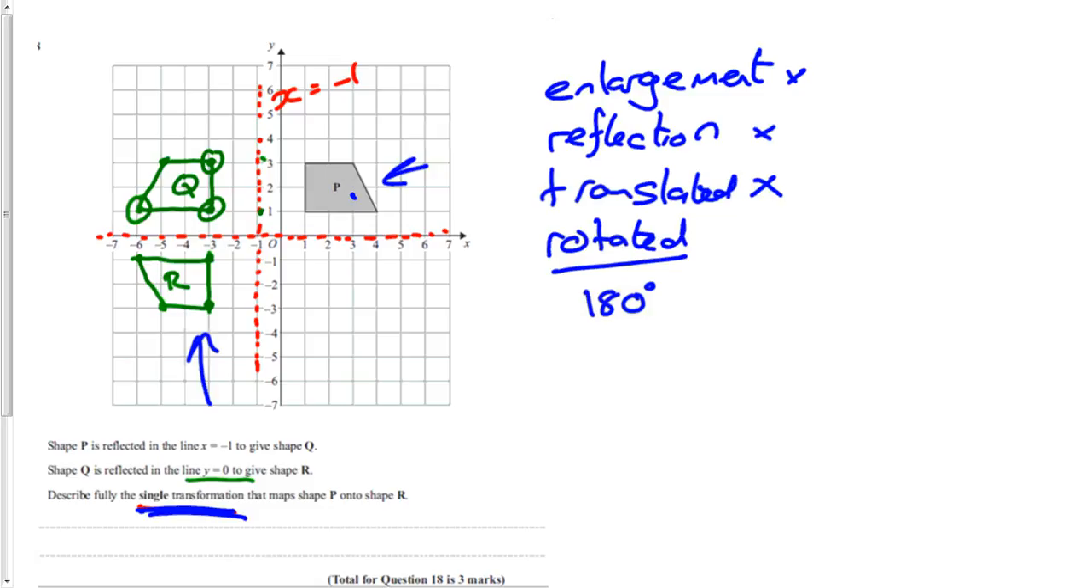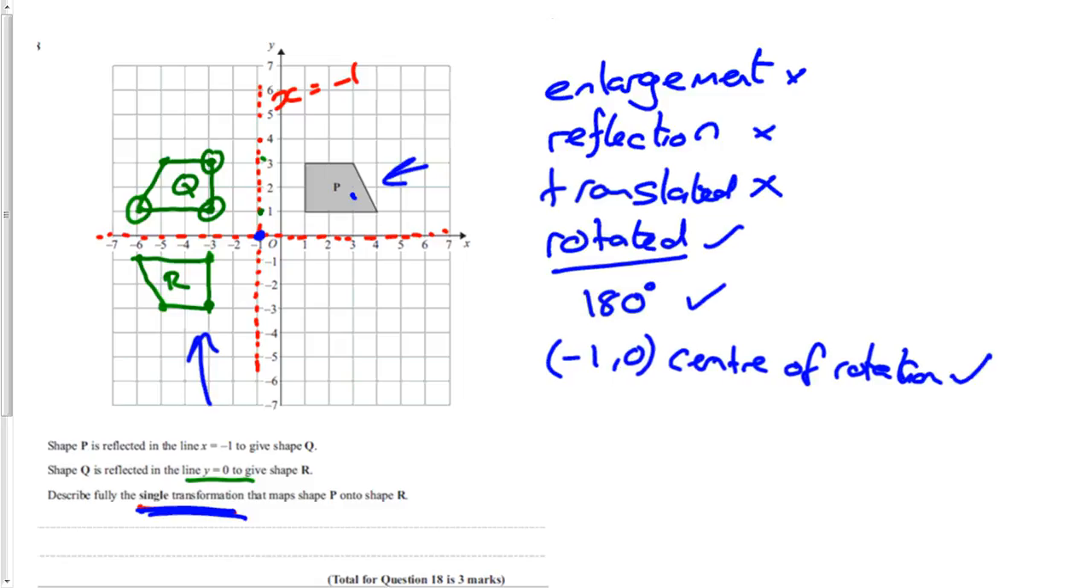Then what we've got to do is find the point of rotation. Now, the way we do that is we use tracing paper. If we use tracing paper and we put our pen there, and then we spin it around 180 degrees, point P ends up matching or mirroring onto shape R. Therefore, it's been rotated 180 degrees. So rotated, 1 mark, 180 degrees, the second mark, and through point -1, 0 as the center of rotation, I guess our 3rd mark.